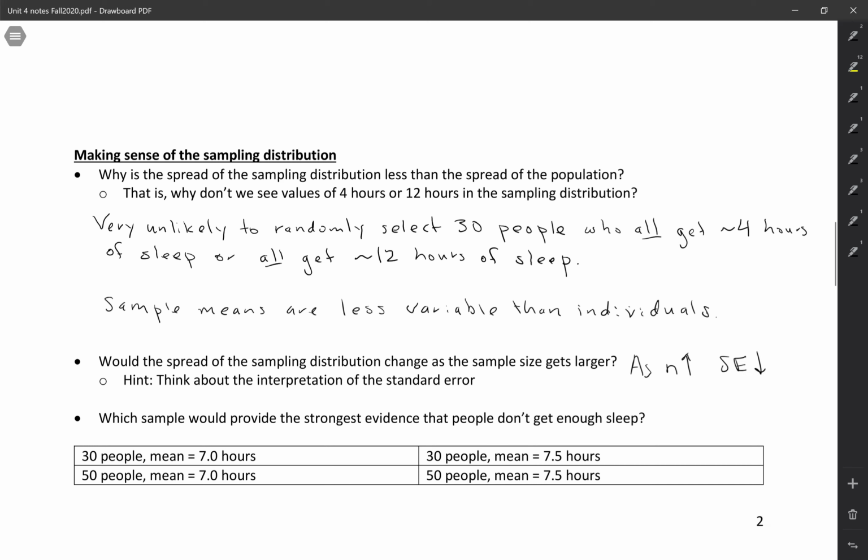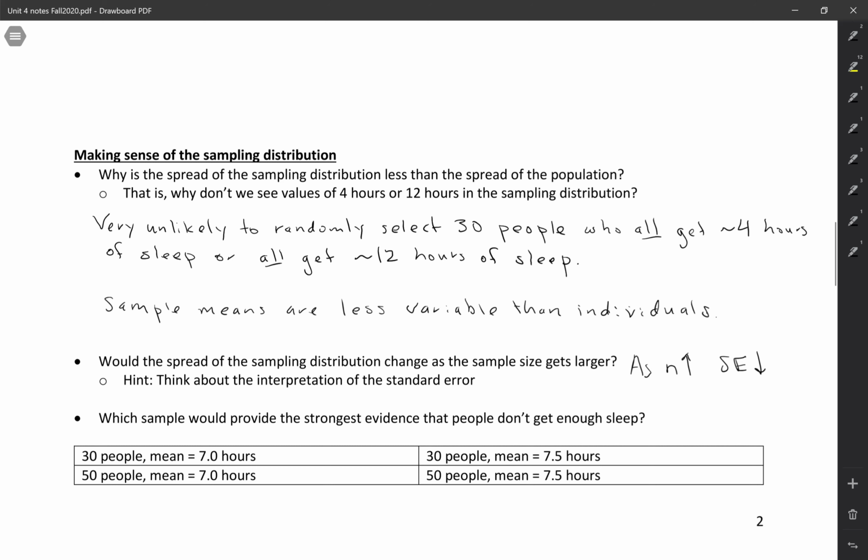And finally, which sample would provide the strongest evidence that people don't get enough sleep? So there's 2 things to think about here. One is what the sample mean is. So if we're trying to prove that people don't get enough sleep, then values further away from 8 hours are going to be stronger evidence. So it has to be one of these on the left.